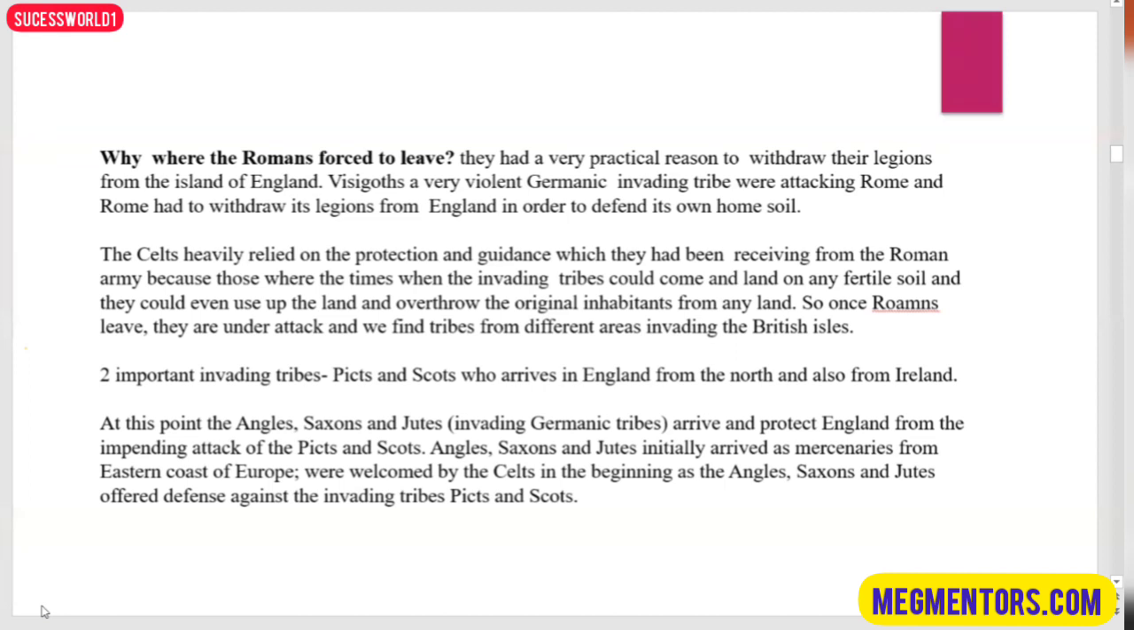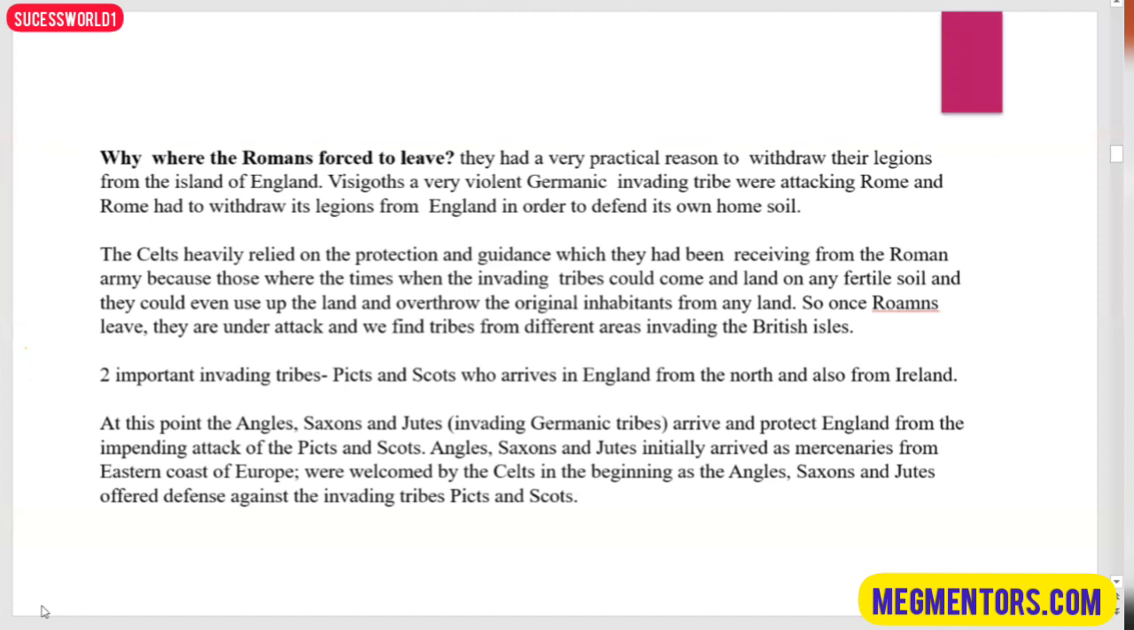So Celts were being protected by Romans, but with Romans leaving, England was now vulnerable to attacks from several invading tribes from France and from the Scandinavian nations. Norway and Sweden are really nearby. So once the Romans leave, they are under attack, and we find tribes from different areas invading the British Isles, right?